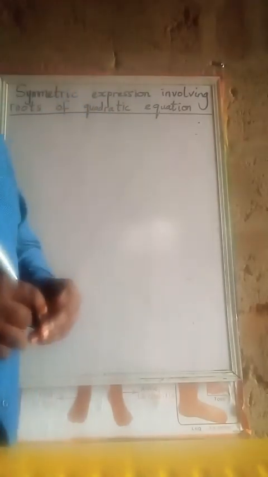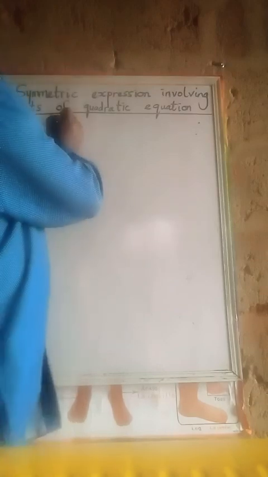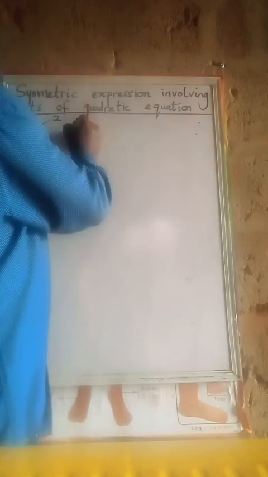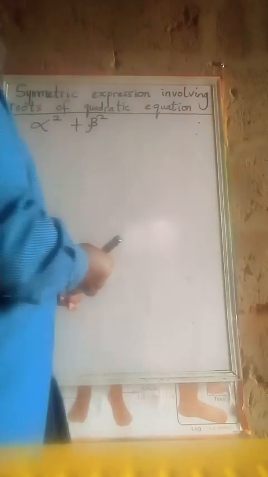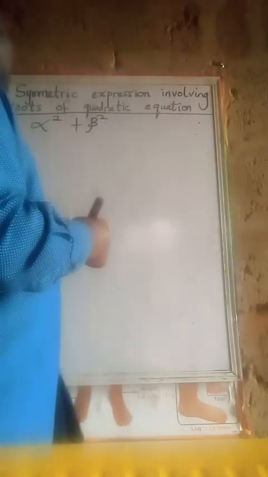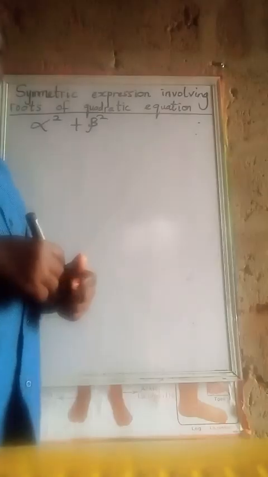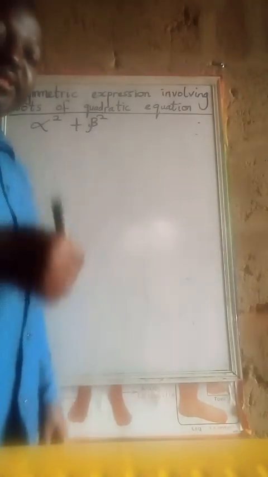Now, there are some other symmetric expressions that examiners normally want students to solve, such as alpha square plus beta square. Don't forget, alpha and beta are the roots of the quadratic equation. So if you are asked to find alpha square plus beta square, we don't know the root that is alpha and we don't know the root that is beta. So how can we simplify this expression, alpha square plus beta square?